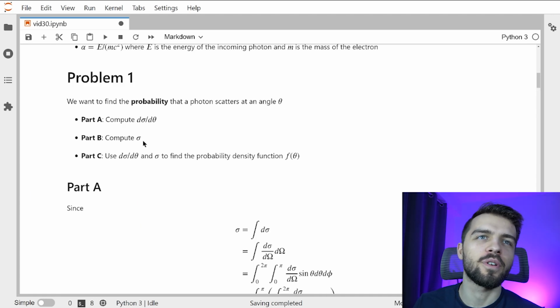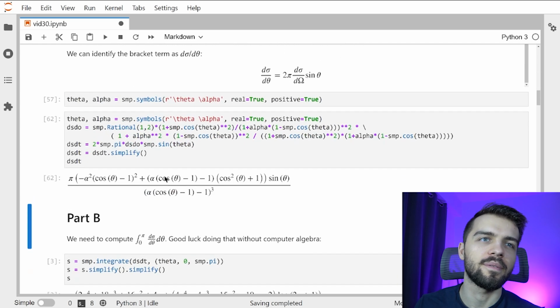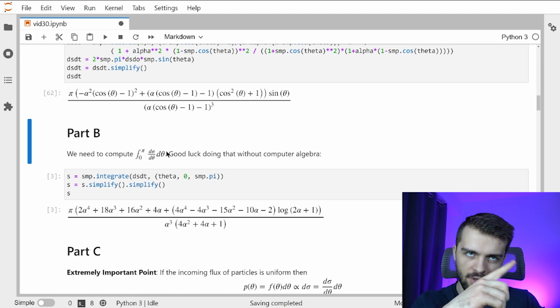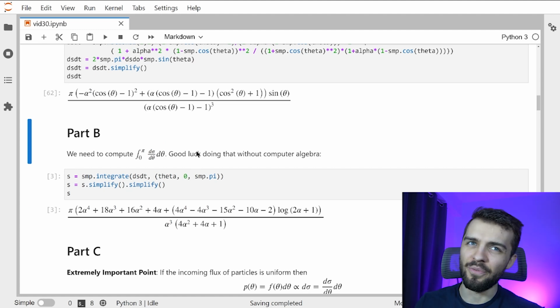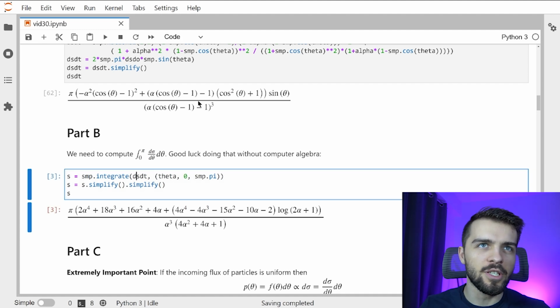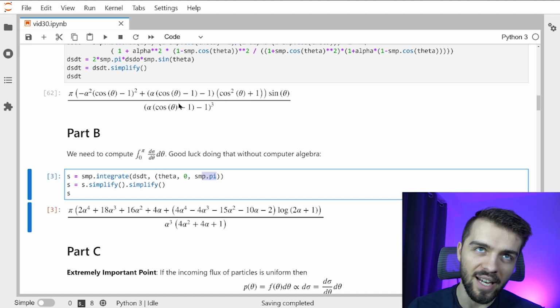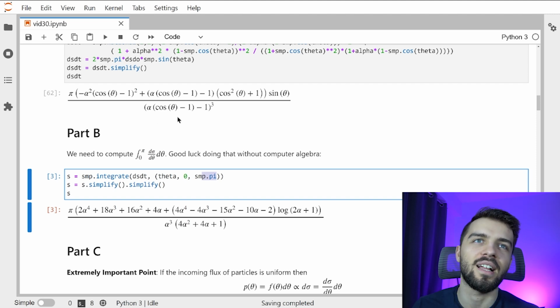Now I want to compute the full cross-section sigma, which will be useful later on. And so I need to compute the integral from 0 to pi of d sigma d theta d theta. Theta is the polar angle that goes from 0 to pi, of course. And it's tough. Good luck doing that without computer algebra. So what I do is I take my ds dt expression and use sympy.integrate on this expression, with theta going from 0 to pi. Integrating this expression is really a pain to do by hand, and in fact I can't think of an obvious way to do it. But it turns out that it actually does have an analytical solution. This is the beautiful thing about the Klein-Nishina equation. There is an analytical solution.